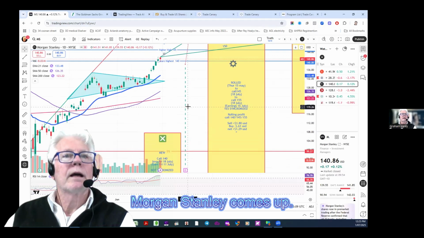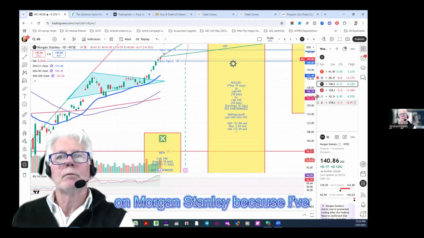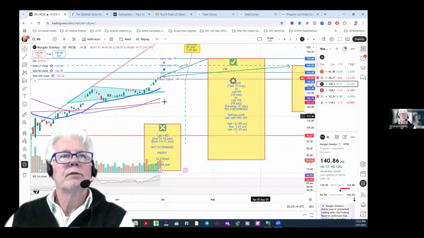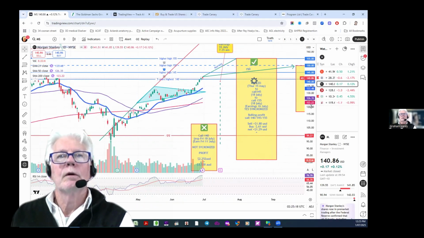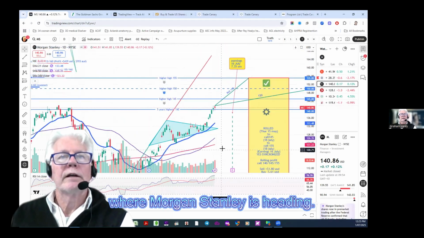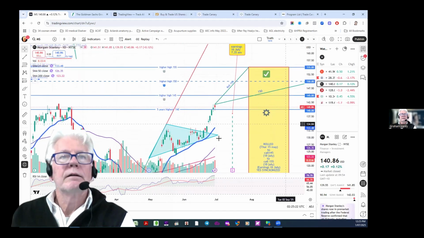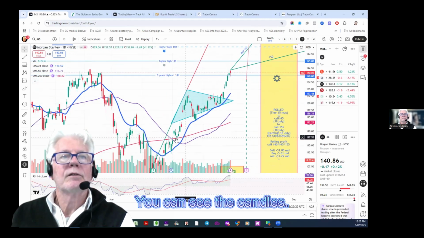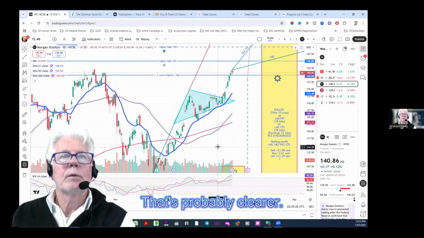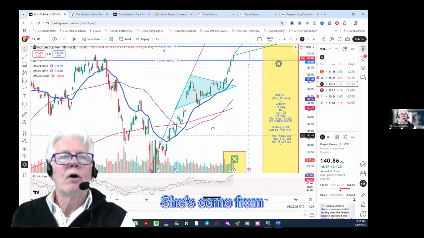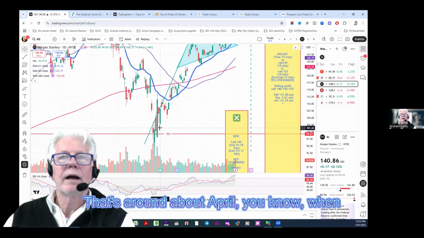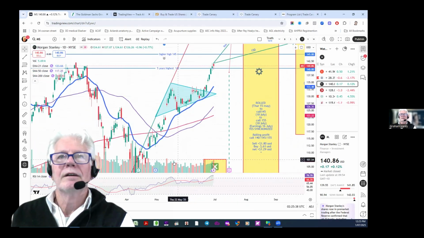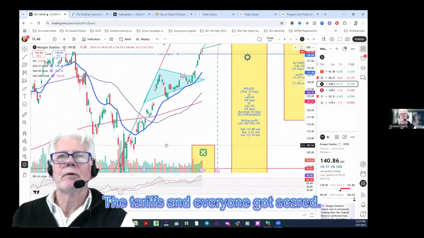The Morgan Stanley chart comes up. Now there's a lot of hieroglyphics I've got on Morgan Stanley because I've still got this in action. But I just want to show you where Morgan Stanley's heading. Right, there it is there. You can see the candles. That's probably clearer. She's come from right down here, 95. It had a big drop. That's around about April, when they brought in all the tariffs and everyone got scared.